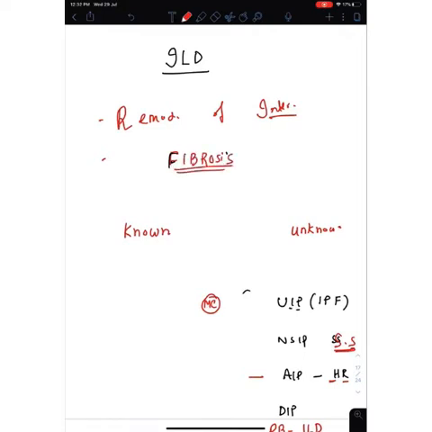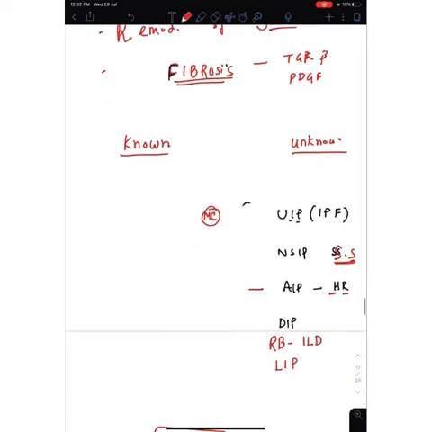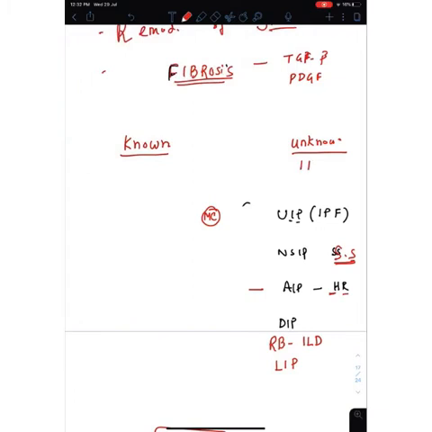The main pathology is fibrosis, and you know that fibrosis can be caused by TGF beta or can be due to PDGF, platelet derived growth factor. Now interstitial lung disease can be of two types, unknown and known. Known is not our concern. We are only concerned about the unknown etiology interstitial lung disease, which is also known as idiopathic interstitial pneumonia. So idiopathic interstitial pneumonia is the other name of the unknown cause ILD.